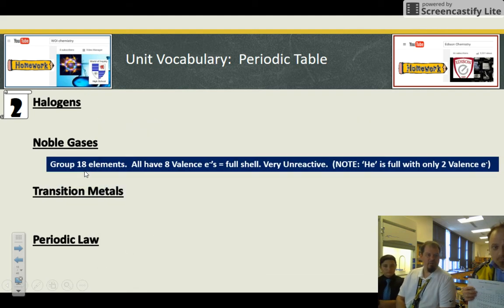Just the opposite is to be said of the noble gases, group 18. They have 8 valence electrons, which means they have a full shell. They are very unreactive. Note: helium is the only one with 2, but it can only have 2. They are very snooty, the royals. They don't like to mess around with us peasants. So they're not very reactive at all.